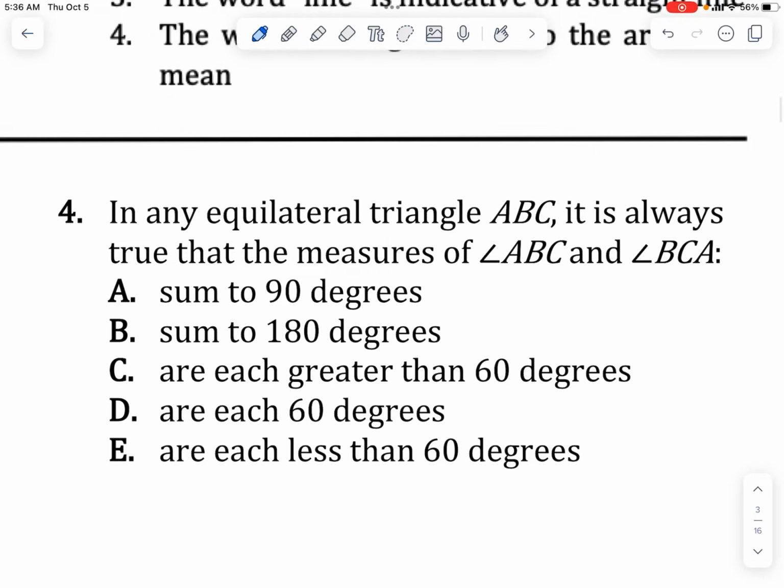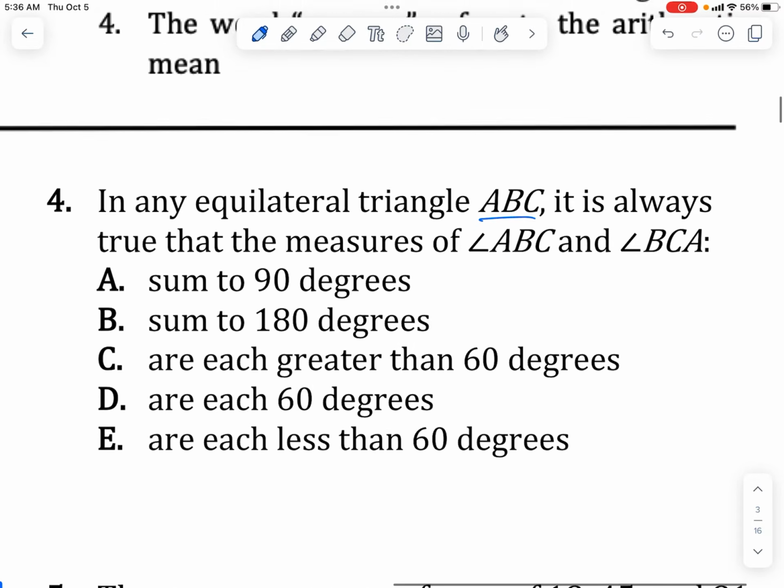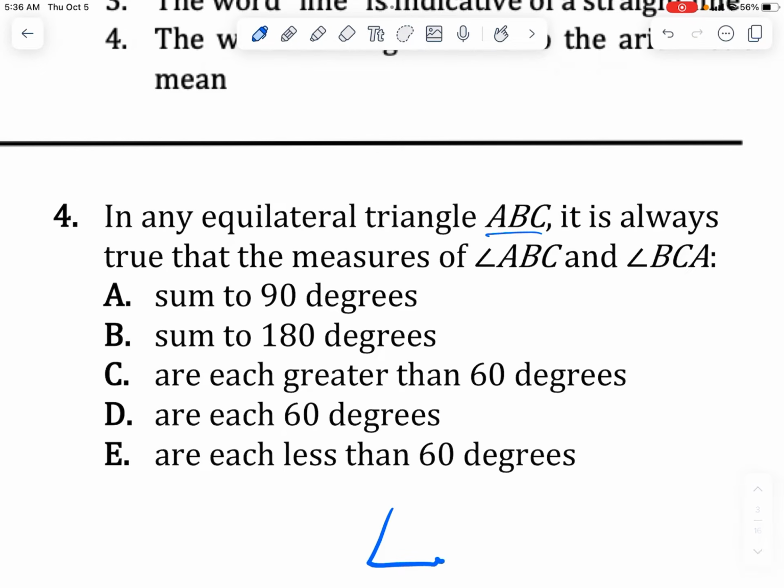In an equilateral triangle ABC, it is always true that the measures of angle ABC and angle BCA are what? So equilateral triangle, again, what does that mean? That's not exactly equilateral. Let's fix that. Okay, so that means that all the side lengths are equal and all the angles are equal.